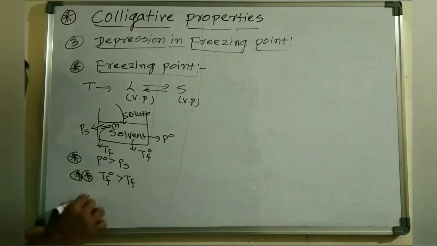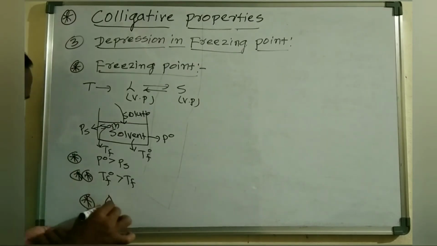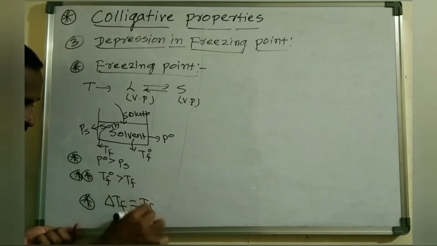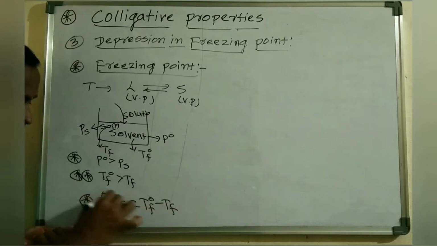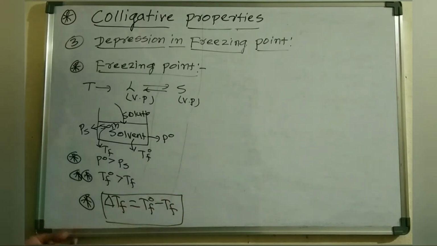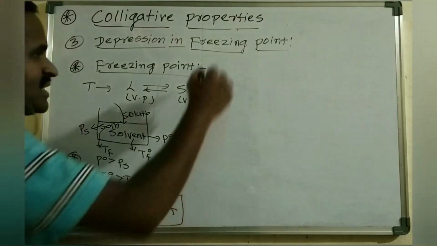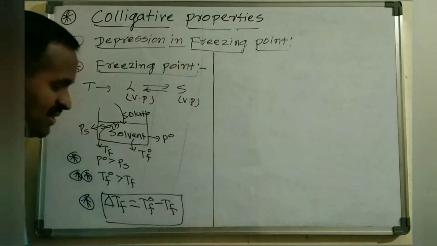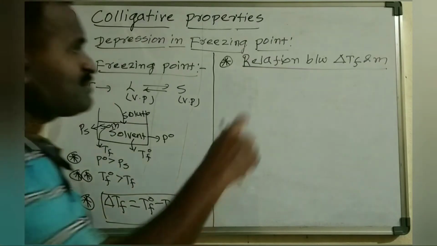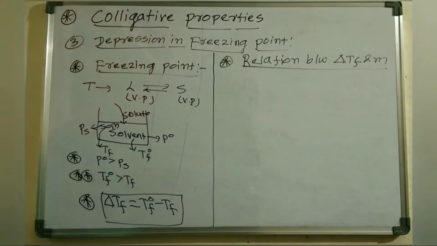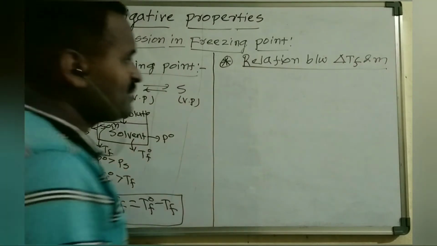Mathematically, the depression in freezing point, delta TF, is equal to TF naught minus TF, the difference between the freezing point of the solvent and the freezing point of the solution. Now the relation between delta TF and molality, depression in freezing point and molality.